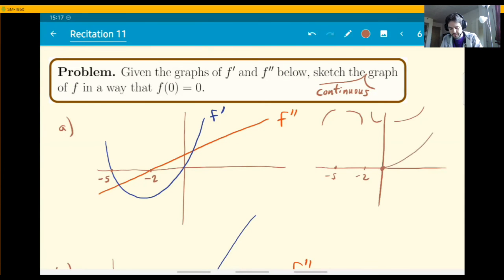We don't know, for example, if it's going to cross 0 or not. If I draw it like that, 0 will have to be a critical point. I mean, we know 0 is a critical point because f prime is equal to 0 there. It's probably also a good idea for you to verify.